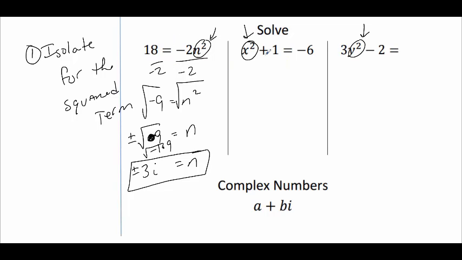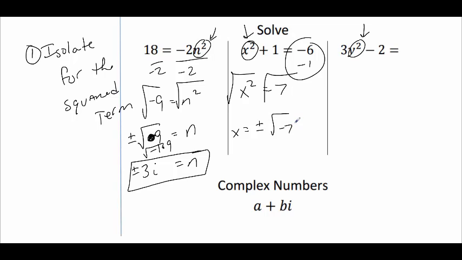Okay, second one. How do I get rid of the 1? I've got to minus it. I get x squared equals, that's negative 7. Square root. x equals, because it's a squared in the original, I have a plus and a minus, negative 7 square rooted.